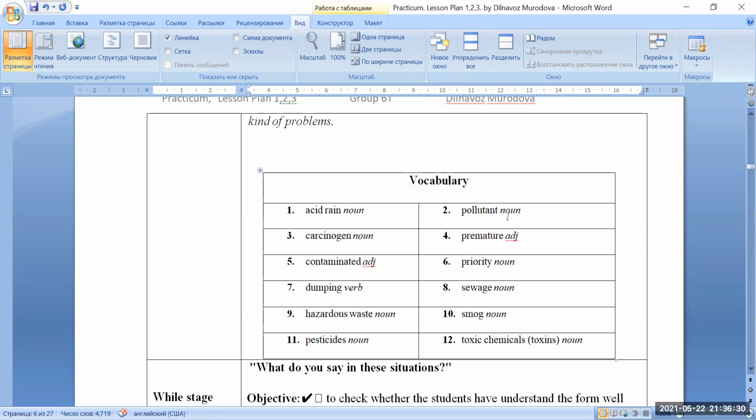What's the second one? Pollutant. What does the word pollutant mean? Maybe the person who pollutes. Yeah, as Ziza has mentioned, maybe somebody which can harm you, maybe with some kind of health issues, or some substance or some material which pollutes.